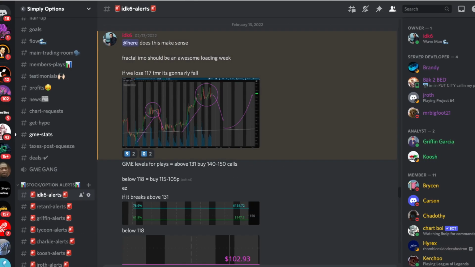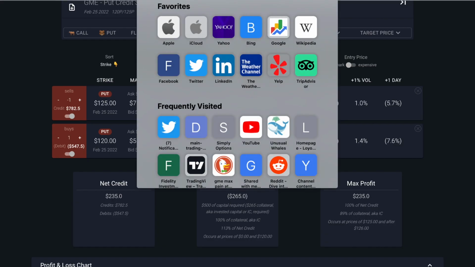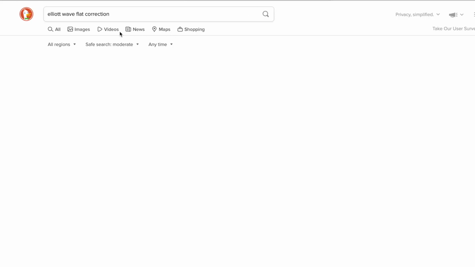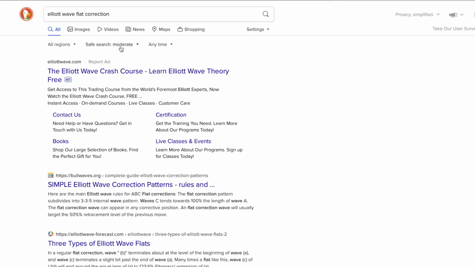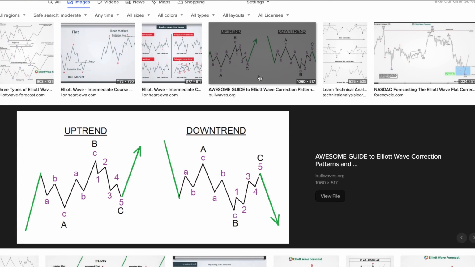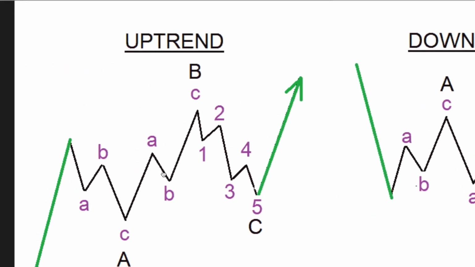Real quick, I'll just pull up the subdivision visualization. So if we go to Elliott wave flat correction, go to images, just so you can understand the subdivision and see that I'm not just pulling it out of my ass. Okay, yeah, perfect, this one right here. This is the idea that I'm buying into the most right now.